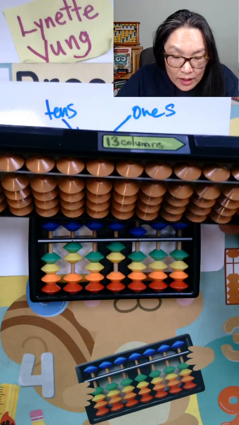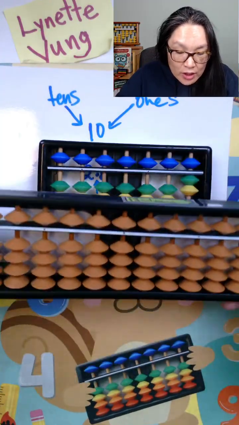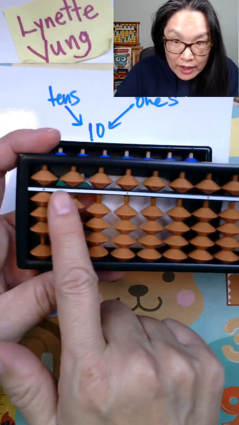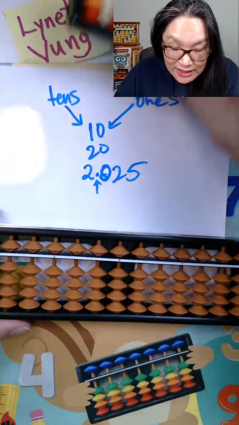So just like this, here is my 13 column abacus. It's the same thing. With the 13 columns, this one is only 7 columns. With my 13 columns, notice I have multiple dots. These dots are the separators, right?